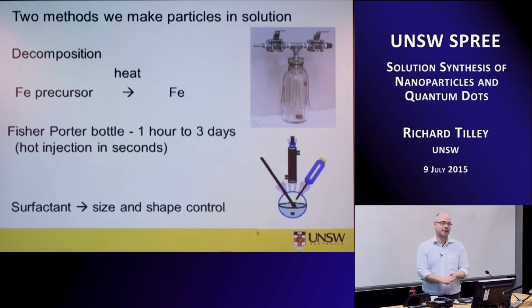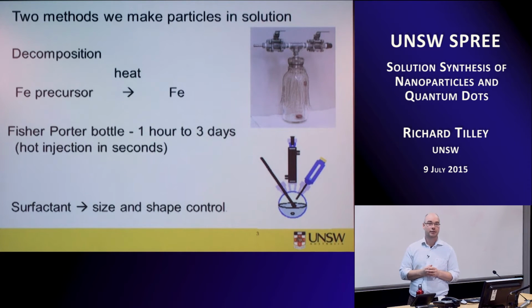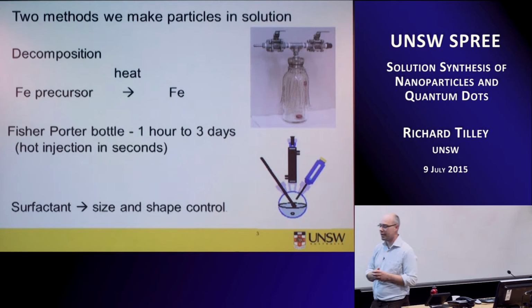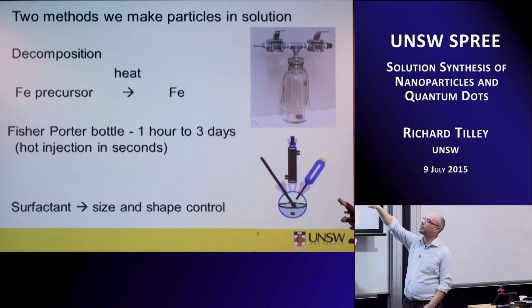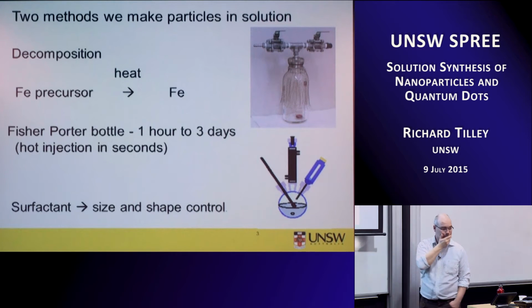In terms of how we synthesize the nanoparticles, there's a couple of different methods that we use, and I'll talk a lot about how we make the silicon dots and the germanium dots, which is by a slightly different route. But the most common way that most people make nanocrystals, and we do as well, is by decomposition reactions. So say for example you want to make some iron particles. What you'd typically do is take an iron organometallic precursor, heat it up, decompose your precursor, and then you'd end up with iron particles.